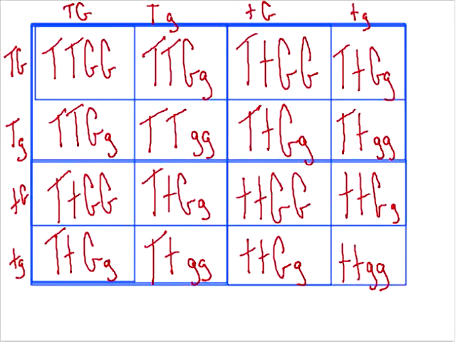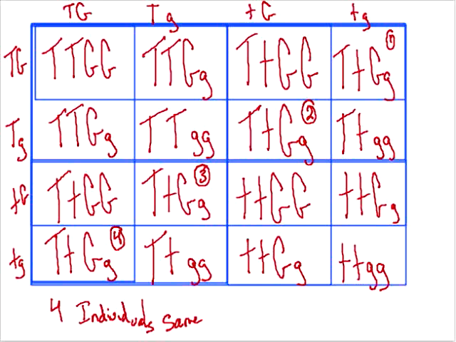So looking at this here, going through the list, we have one individual right here. I'll just mark a 1 to keep myself straight. Here's a second. Here's a third. Here's a fourth. So there are 4 individuals that share the same genotype as parents.